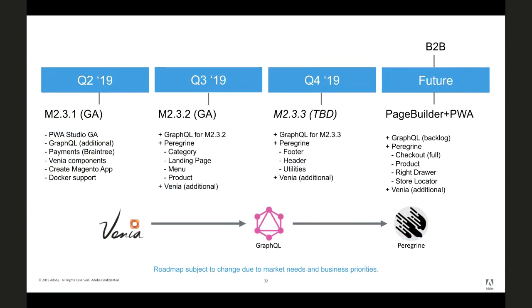At the same time, we're very much tied to what GraphQL is delivering on their side. So as GraphQL is expanding the GraphQL coverage, we are also making sure that we're including that in Peregrine and in the PWA Studio. So that effort will continue going all the way through the end of the year, where I think their roadmap for coverage is slated to complete towards the end of the year.